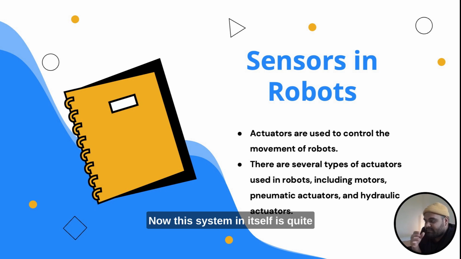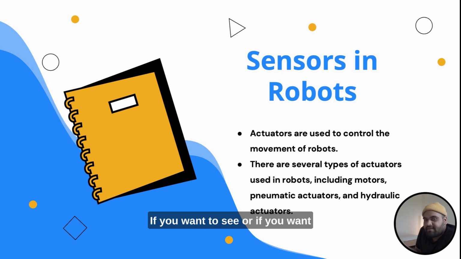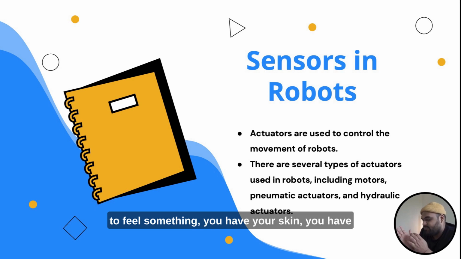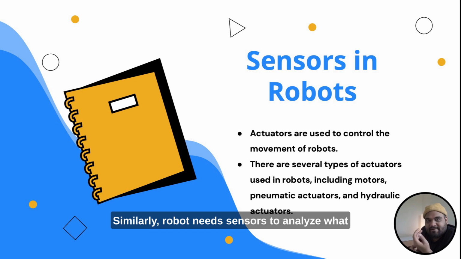Now, this system in itself is quite an important aspect of how a robot understands what is happening in the environment. If you want to see or if you want to feel something, you have your skin, you have your eyes, and these are all our sensors. Similarly, a robot needs sensors to analyze what is happening in the surroundings as well.